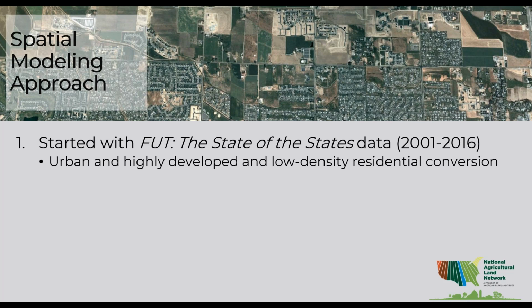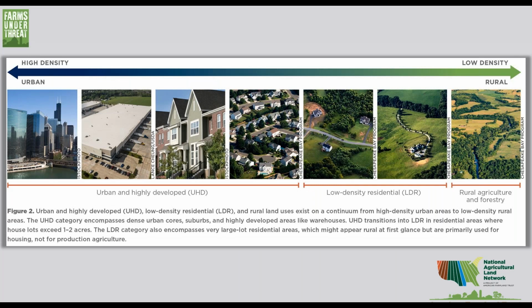We started with our Farms Under Threat: State of the States data from 2001 to 2016. And as a reminder, or for those who didn't know, that analysis mapped conversion of land to two different types, urban and high density development and low density residential development. So let's look at the spectrum of what we mean when we talk about these two types.